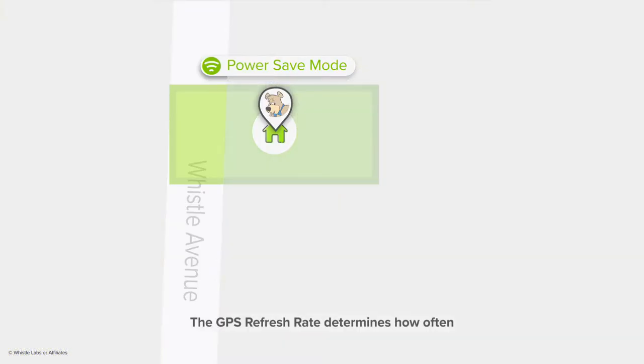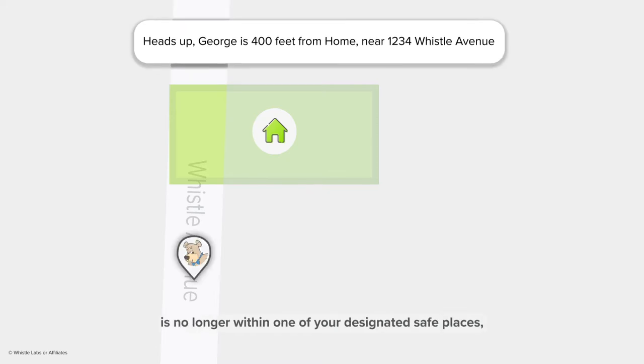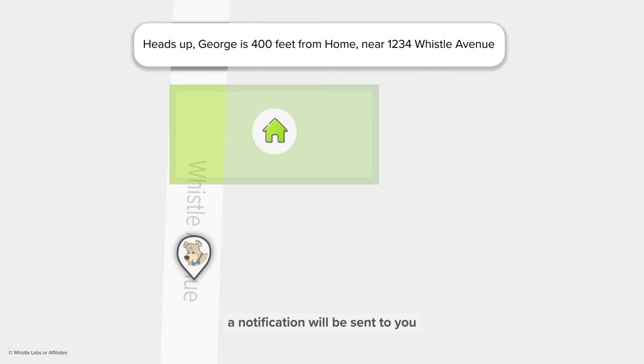The GPS refresh rate determines how often Whistle GPS trackers passively check their location when away from Wi-Fi. If one of these passive location updates is no longer within one of your designated safe places, a notification will be sent to you, letting you know that your pet has left.